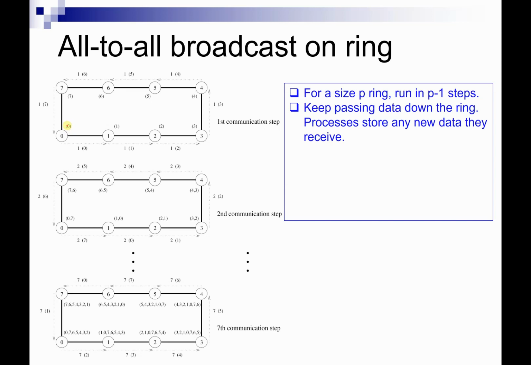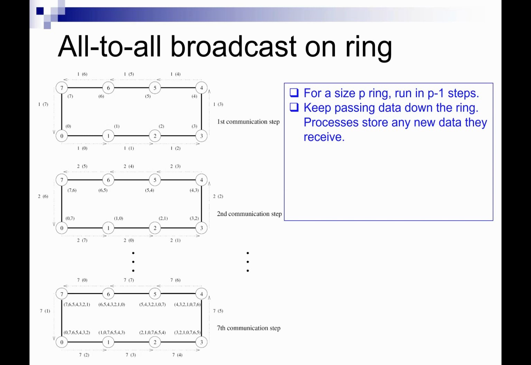Now also, these numbers in the parentheses at the nodes indicate which values a node has already received. Initially, every node just has its own value. But after you take one step, for example, 1 has received 0's value, 2 has received 1's value, 3 has received 2's value, and so on.